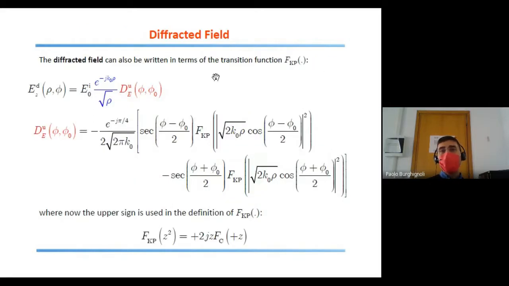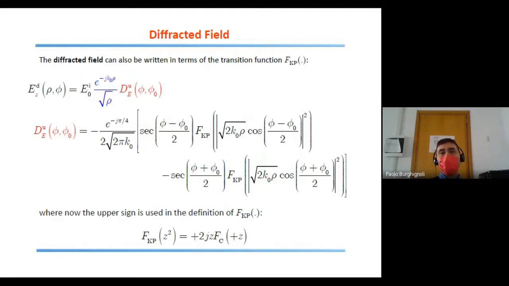The diffracted field, in particular, can be written in terms of the transition function of Kouyoumjian-Pathak. Previously, we expressed the total field, whereas now in this slide, you have the representation of the diffracted field only in terms of a uniform diffraction coefficient. So note that the diffraction coefficient can be used either for the diffracted field or for the total field. That depends on the context. And of course, the expression is different. So basically, this expression allows you to find a continuous representation everywhere.